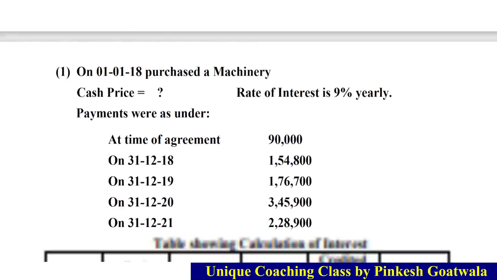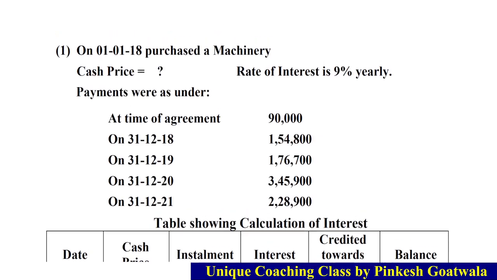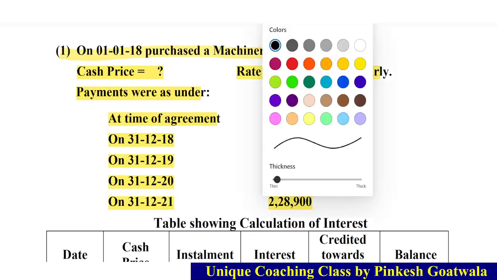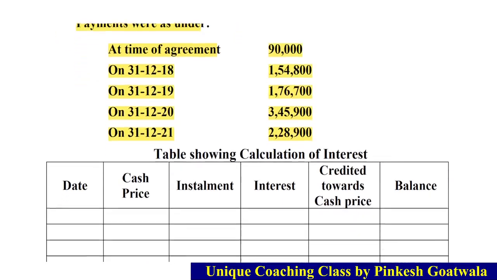Let's solve one more sum. In the first sum we understood by comparing with the previous two examples. Now here we directly solve the sum without comparing anything. So let's see. In this sum, on 1-1-18 purchase of machinery, cash price is not given, rate of interest 9%, payment at the time of agreement 90,000, on 31st March 18 154,800, on 31st March 19, 31st March 20 and 21. So a total of 4 installments is given. First of all, let's write whatever they give. First of all, date: 1-1-18 is where it starts.